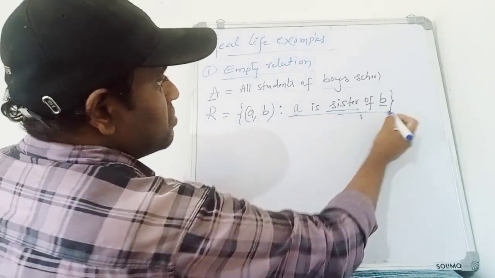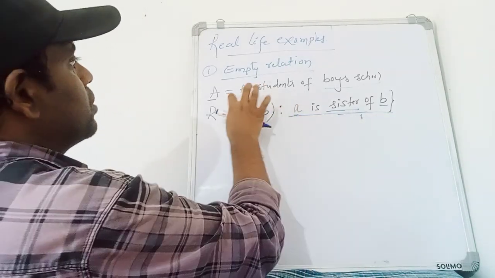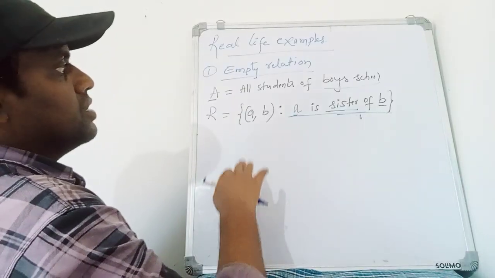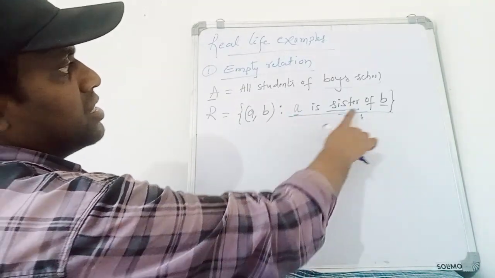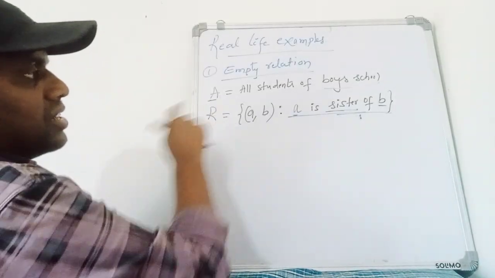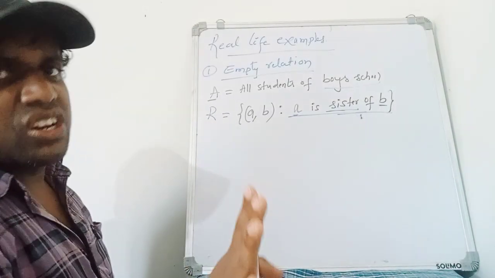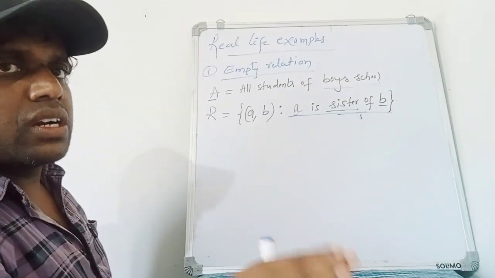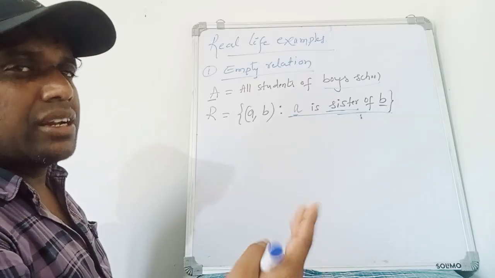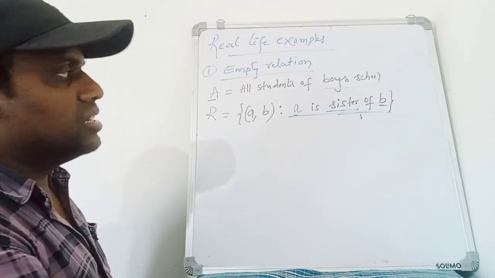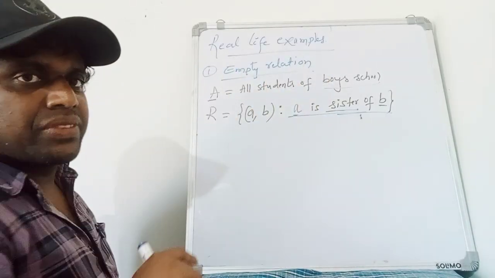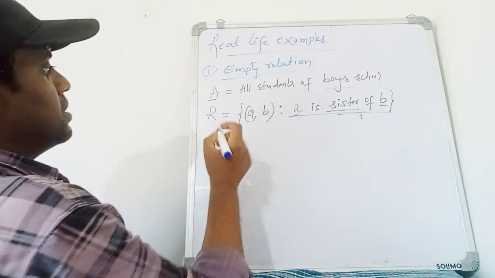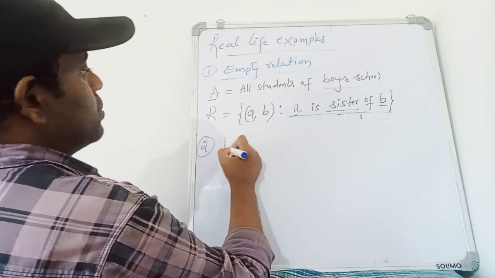This relation is not applicable for this set A. That is empty. I mean, we cannot say there is a sister in this case. There is no sister at all. No sister means what? Null. I mean nothing. That means empty. There is nothing. So this is the example for empty relation. So this was the first one.